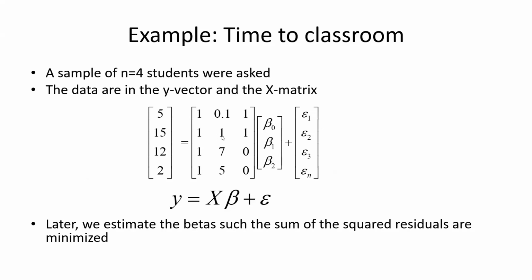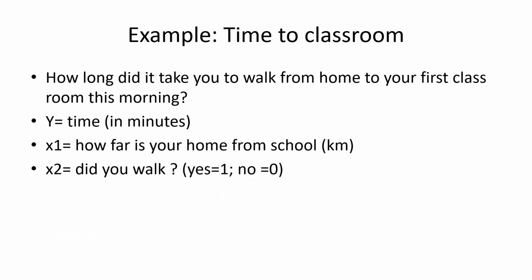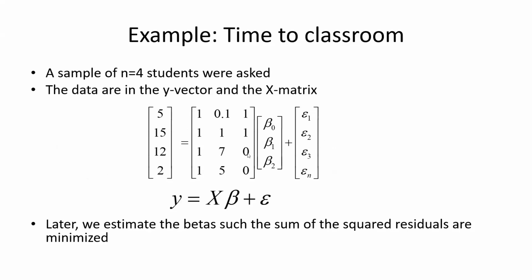And the third student, they didn't walk, they did something else and they took 7 minutes. Wow, that sounds counterintuitive. Let me look at this. Did you walk? Yes is 1. So they didn't walk and they took longer. All right, it's counterintuitive, but this is why the example is silly. So they took 7 minutes and they didn't walk, and here they took 5 minutes and they didn't walk.